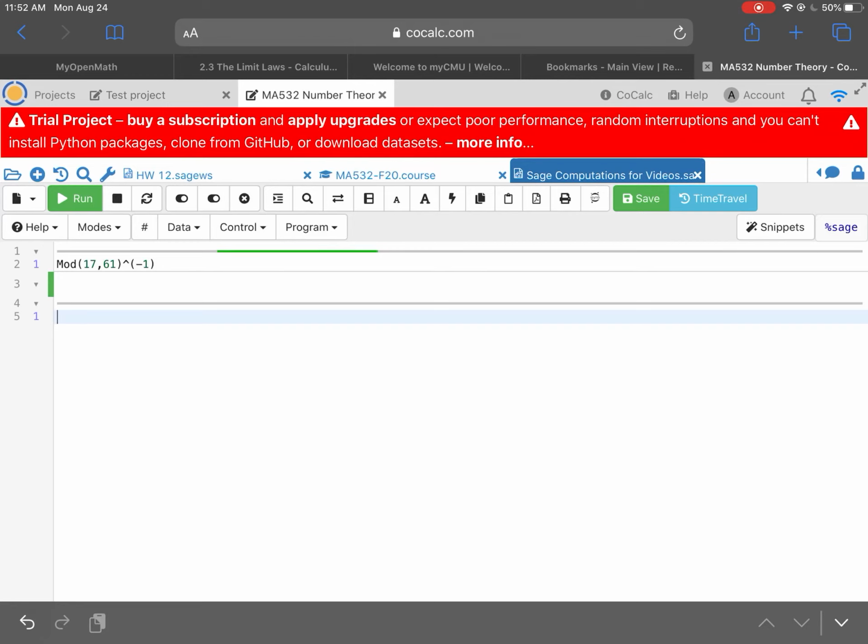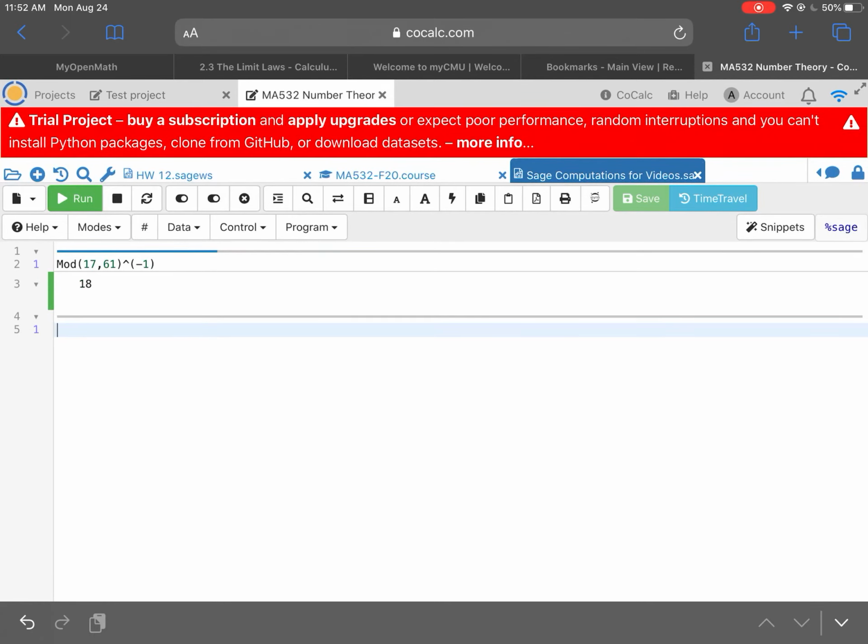I think it's just taking a while because I wasn't using Sage for a little bit, so it's thinking. It should pop up here. Normally it does not take this long. And it finally spit out 18. So again, that is a quick way to maybe check your work in Sage.